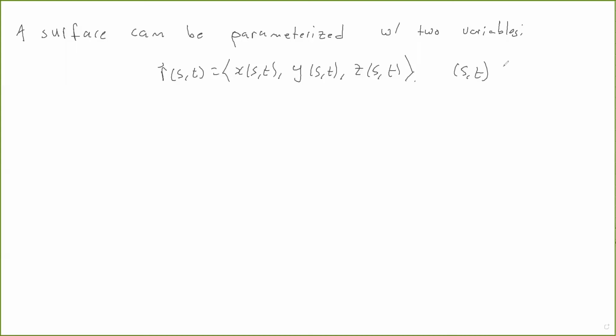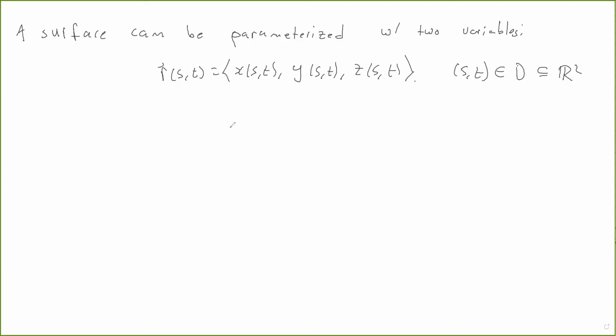So s and t lie in some parameter domain, which is in R2. What this means is that for every point (s, t) in this domain, an open set in R2, you're going to use this vector to draw a dot. As s and t vary through all of these points, you're going to draw a different dot, and the end result is going to be a surface.